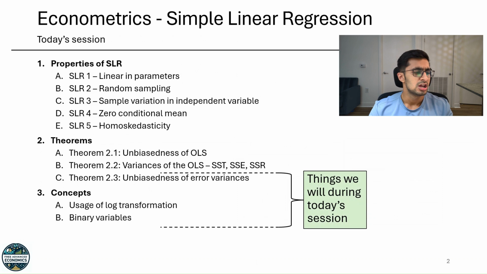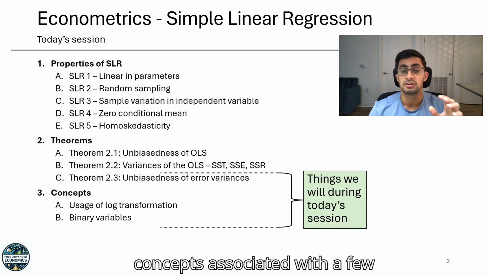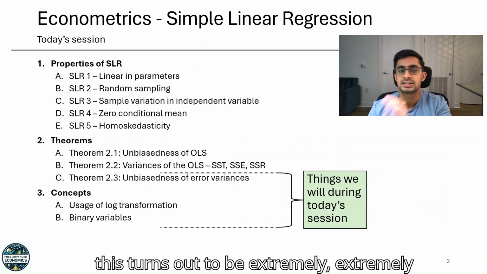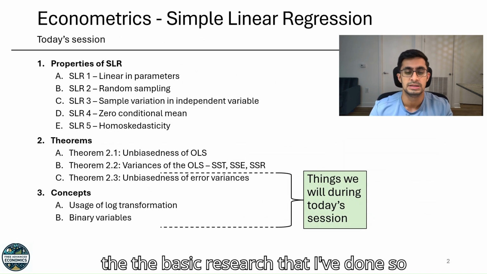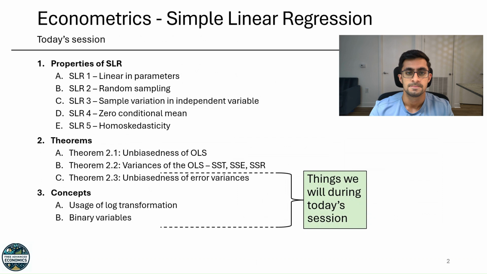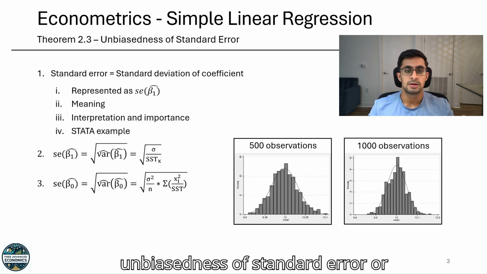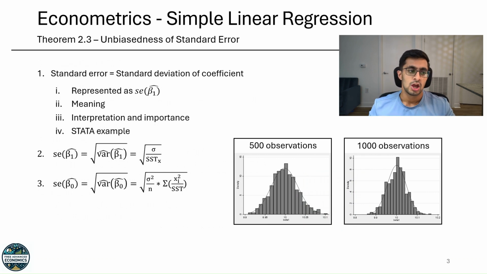Essentially, standard error. And then second, concepts. Now, these are concepts associated with a few transformations that we usually do, but this turns out to be extremely helpful, as I've done both of them across the basic research that I've done so far. Firstly, let's talk about the theorem. Unbiasedness of standard error, or unbiasedness of error variance.